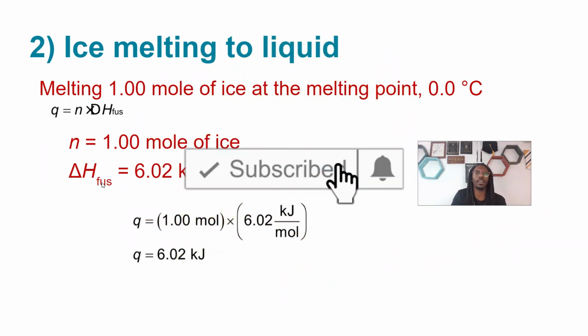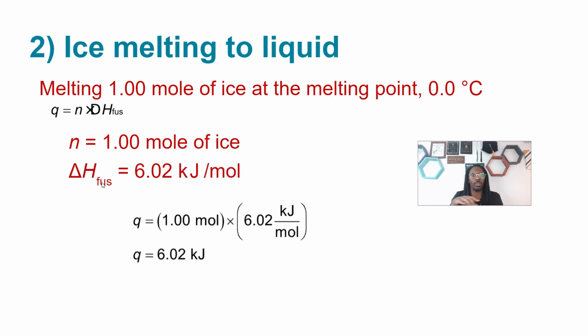Okay, so the points are very simple. You're usually going to take the moles and multiply that by whatever process we have. So in this case, because we're going from the ice being melted to a liquid, we know that we need our enthalpy of fusion, okay, because we're going from solid to liquid here.